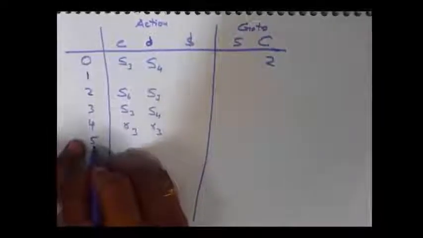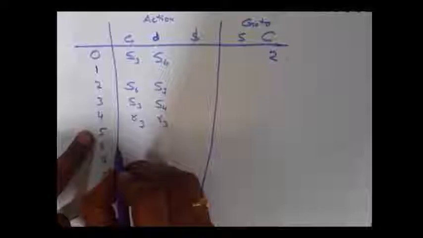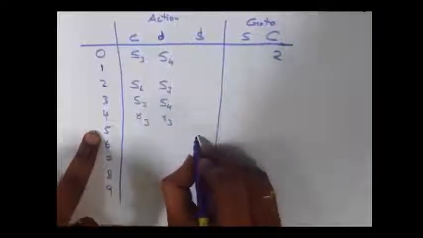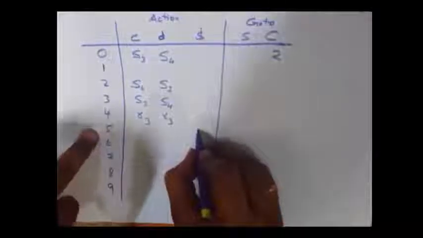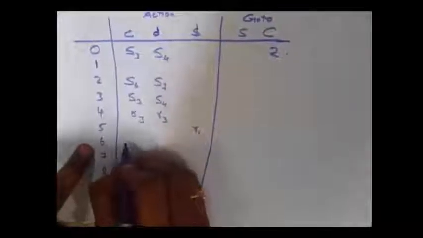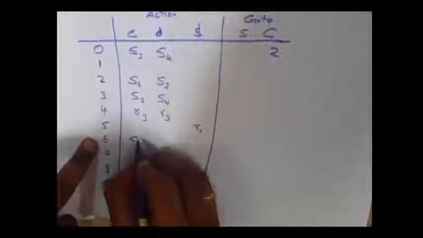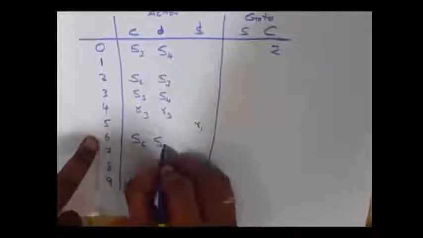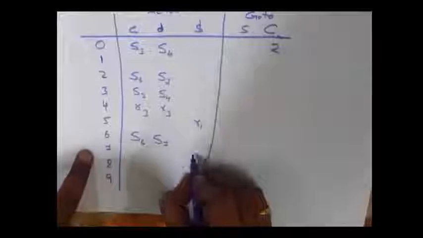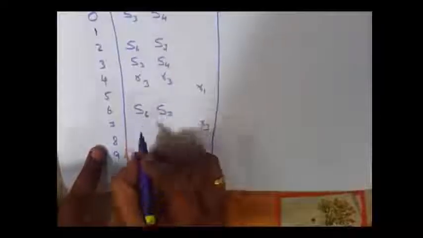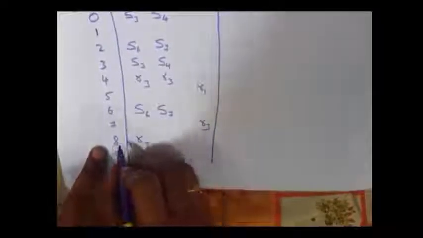Coming to the fifth state, there is no transition of C and D, but there is a transition on dollar, which takes us to R1. And for the sixth state, there is a transition on C and D, which gives S6 and S7. Similarly for 7, there are no C and D, and on dollar it is R3. And for the eighth state, the transition for C is R2, and the transition for D is R2 again. And for the ninth state, the transition for dollar is also R2 again.